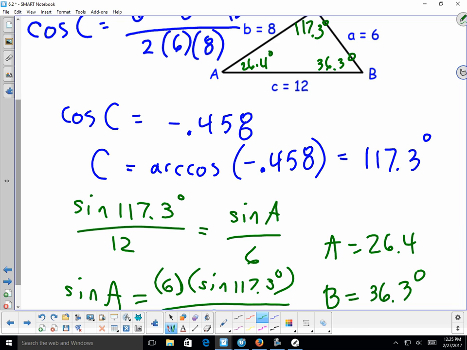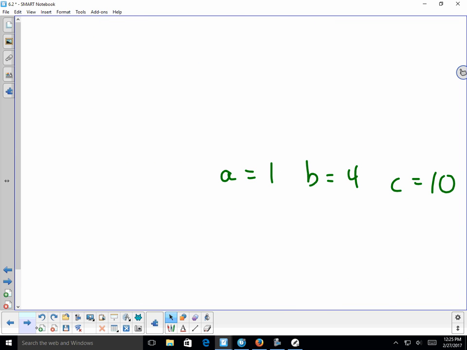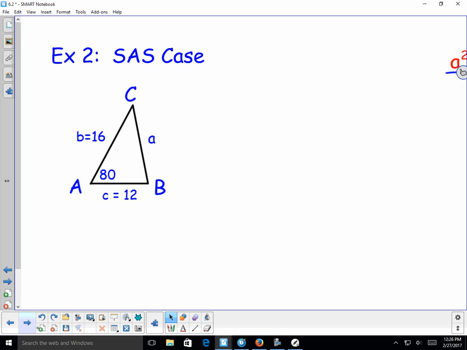Okay, all good? Awesome. All right, so that brings up this next case, the SAS case. This time we have two sides and the included angle. Again, impossible to solve this using law of sines. You just don't have the right structure in place for this. We have to use law of cosines. And so at this point, we are going to have to use which of these formulas?